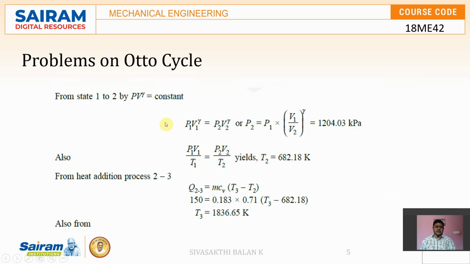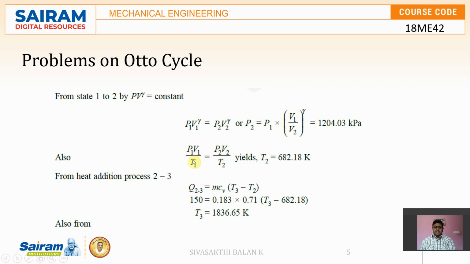Now the process from 1 to 2 is a reversible adiabatic or isentropic process, for which the relation is PV power gamma equal to constant. From this, P1 V1 power gamma is equal to P2 V2 power gamma, and using this we get P2. Substituting all the known values we get the unknown value of P2, which is 1204 kilopascal. We also know that PV is equal to mRT, that means P1 V1 is equal to mRT1 and P2 V2 is equal to mRT2, and from this relation we can relate these.